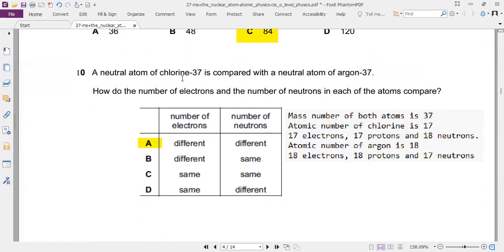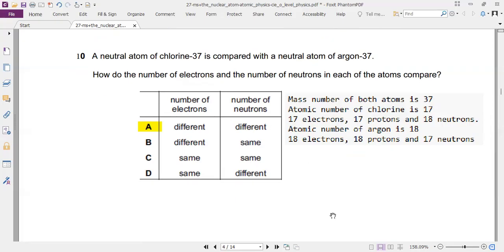How do you compare chlorine-37 with argon-37? Although the mass number of both is 37, the chlorine has 17 electrons, 17 protons, 18 neutrons, whereas the argon has 18 electrons, 18 protons, and 17 neutrons. So both the number of electrons and the number of neutrons are different.